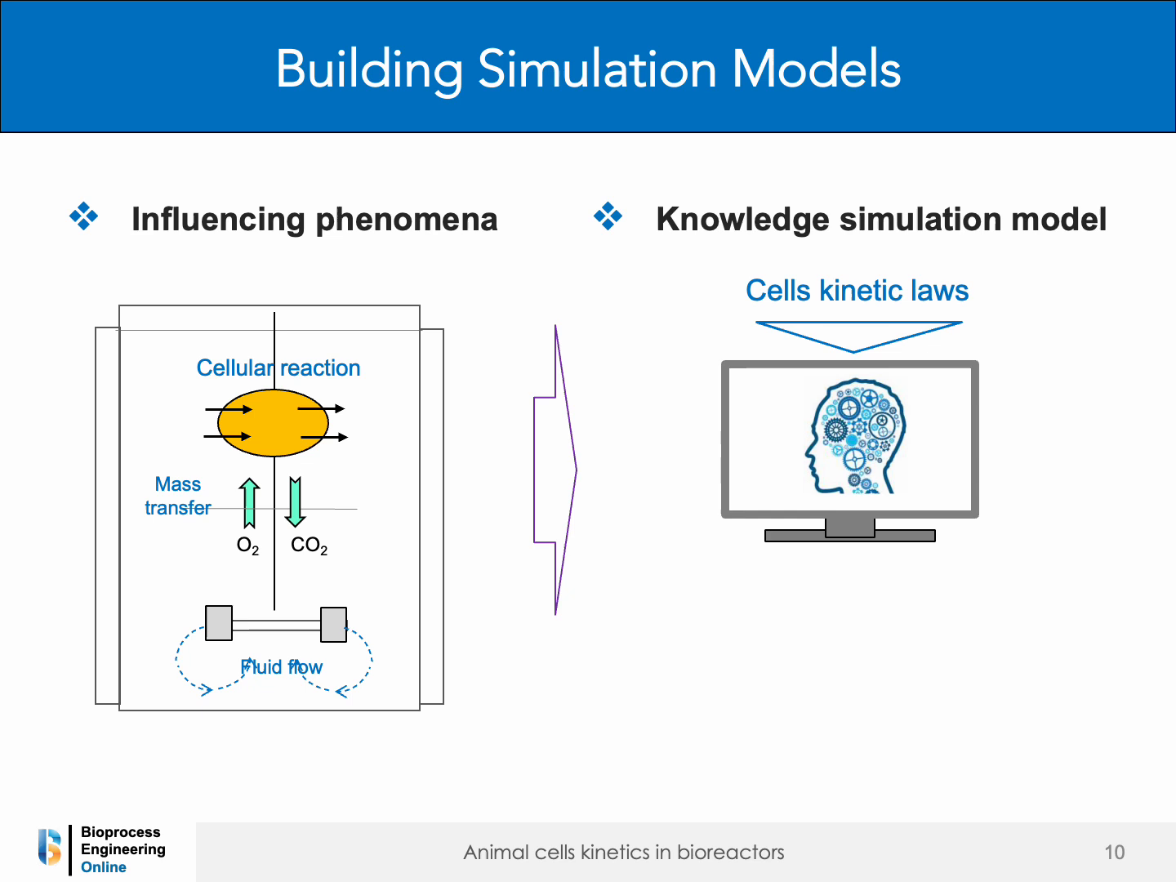Cellular kinetic models are a key component of mechanistic simulation models for animal cell cultures. When combined with other fundamental phenomena, such as mass transfer, mixing, and fluid flow, they allow us to simulate the dynamic evolution of the bioreactor. These models can predict how cell density, nutrient concentrations, metabolite levels, and product concentration change over time.